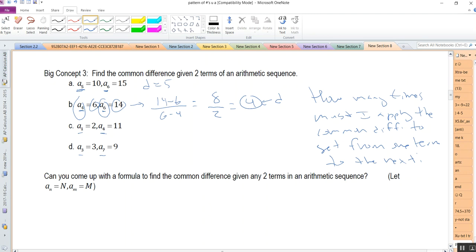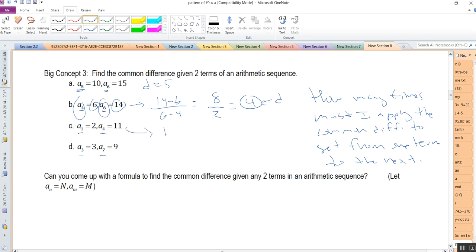So let's look at C. You have the 1st term, you have the 4th term. So you can use your fingers if you need to. How many times must I add the common difference to get from the 1st term to the 4th term? Well, I have to add it once to get to the 2nd term. I have to add it again to get to the 3rd term. I have to add it again to get to the 4th term. You've applied the common difference 3 times.